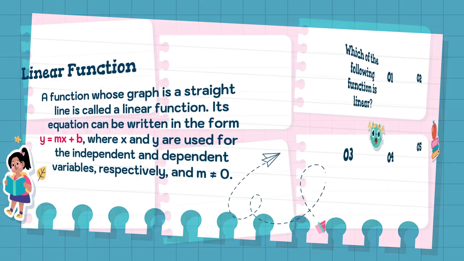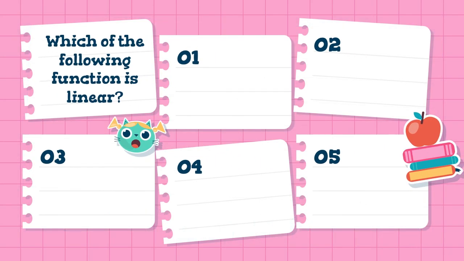Okay, so let us identify whether the following functions are linear or not. For numbers 1 to 5, all of the given expressions are functions, but we have to identify whether each is a linear function or not. Number 1, y = -3x + 1. The degree should be 1, and here the degree is 1 because the exponent of x is 1.